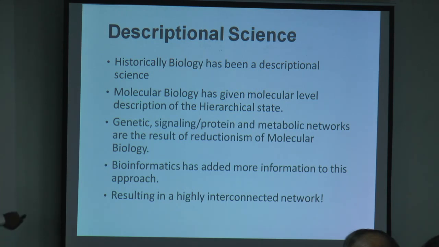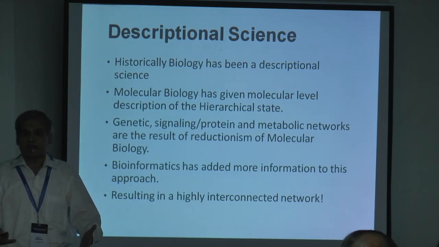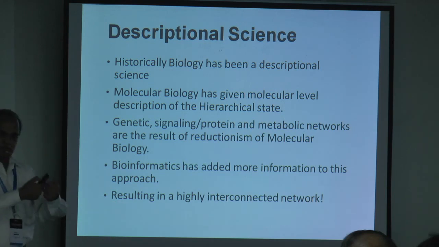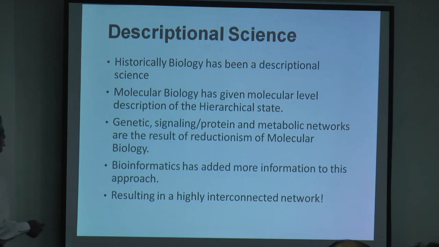Molecular biology, in the last 3 decades, has essentially given this molecular level description. So the modern biology is also description, but the description is at the molecular level. That's how we come up with networks, that we have been discussing in the morning. So the networks came about because we looked at a reductionist approach. We broke up the cells and wanted to see which components interact. So what this results in is we have genetic, signaling, and metabolic networks. And this is the result of the reductionist approach of molecular biology.